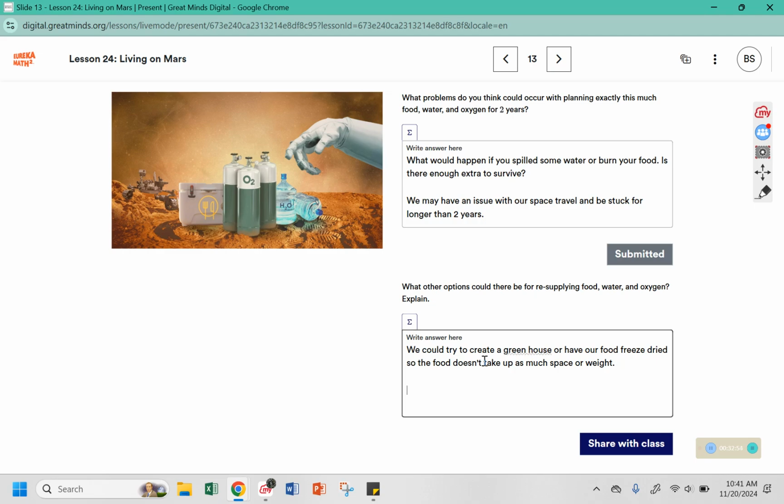Maybe the ship that goes to Mars is manned by a robot instead of a person, so they don't have to eat food as they're traveling. There's all kinds of different things we could think about.